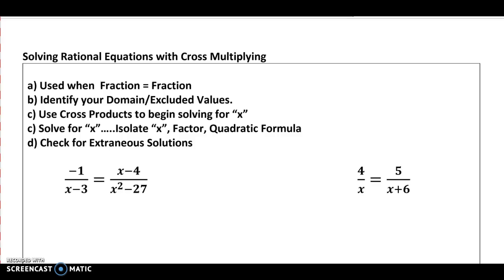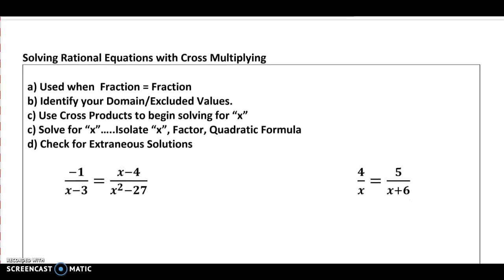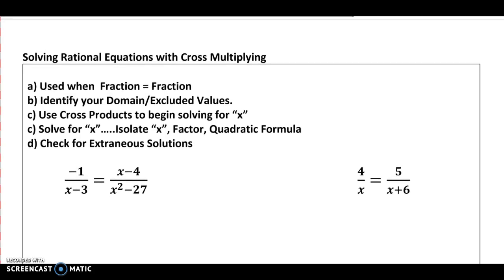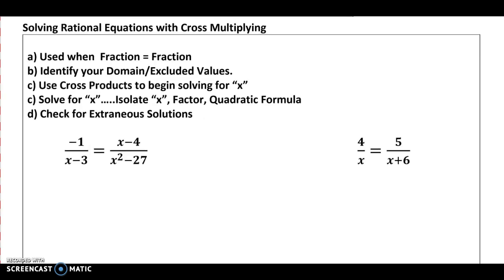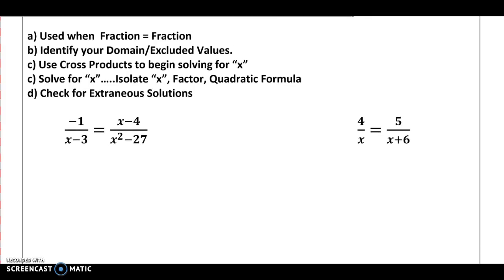And it actually might save you a little bit of time, but I just want to show you this method because when you do have a fraction equaling a fraction, and it doesn't even have to be anything this complicated, you want to understand that you can do cross products. So here we go. You only use this when it's a fraction equaling a fraction. So before I do anything else, I'm going to identify my domain, or my excluded values, also known as extraneous solutions.